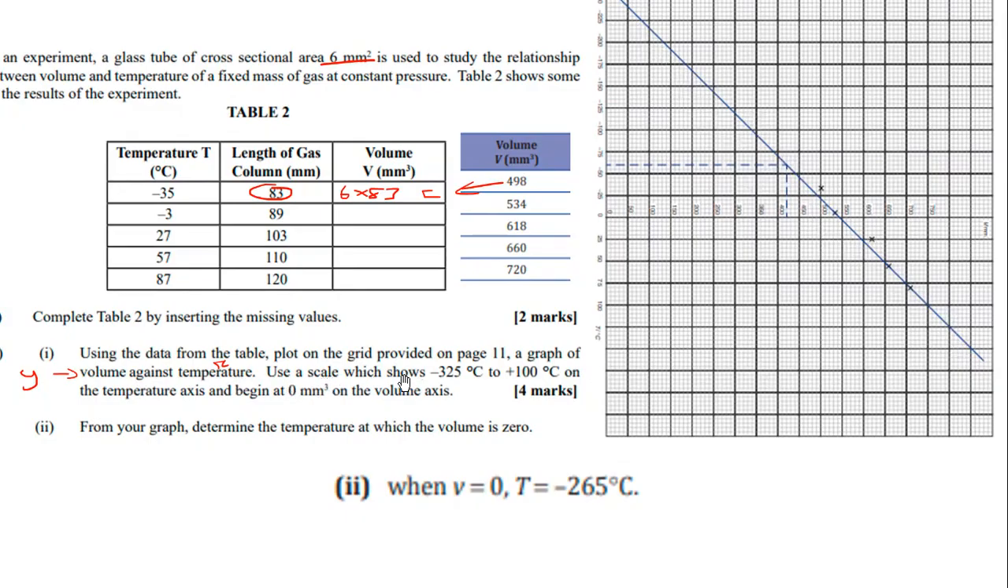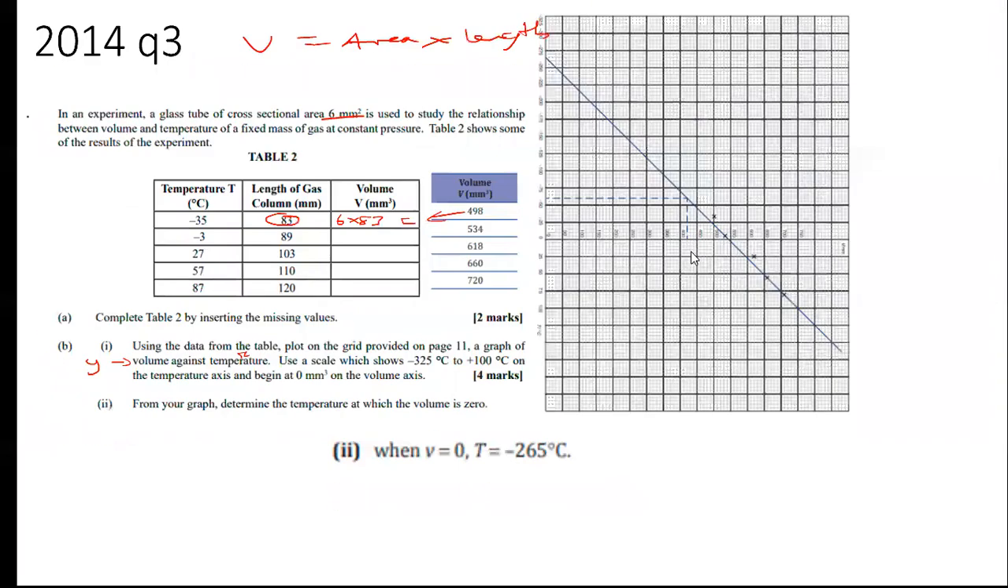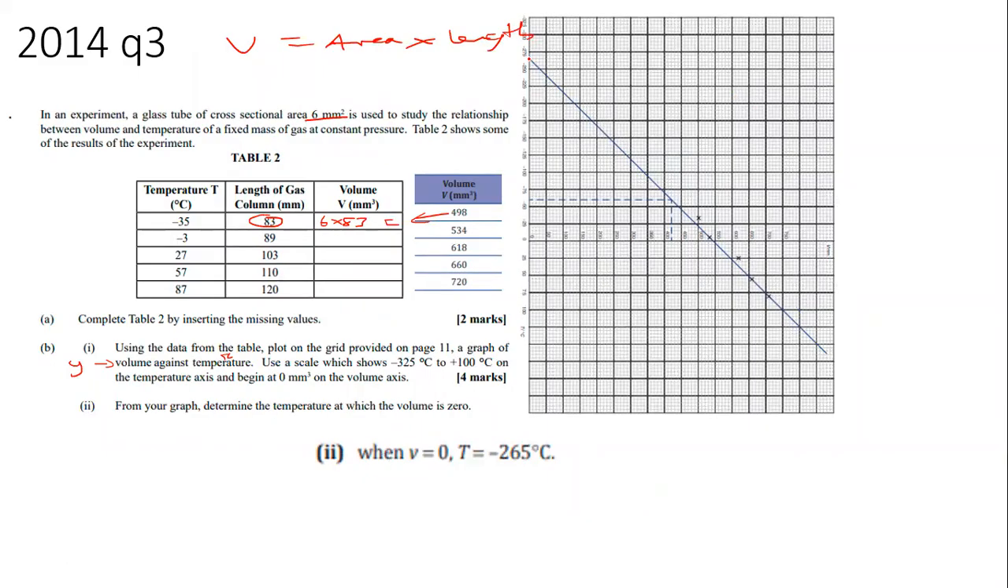So after doing that, it says use the scale which shows negative 325 degrees Celsius to 100 degrees Celsius on the temperature axis, and they also want you to begin your volume at 0 millimeters cube. So you're not breaking anything. You're going to start at 0 for your volume. Now it says from the graph, determine the temperature at which the volume is 0. So using the line that you would have drawn, you're going to go all the way to where it touches here, and right in between here is where you would find that particular temperature. In this case, it's going to be negative 265 degrees Celsius, and this is also in degrees, as we said.